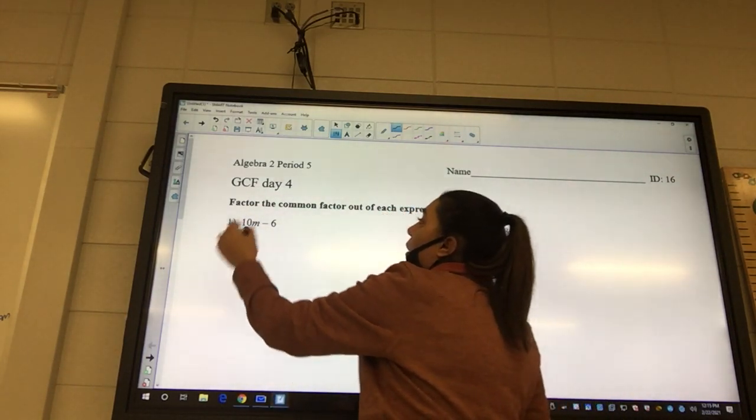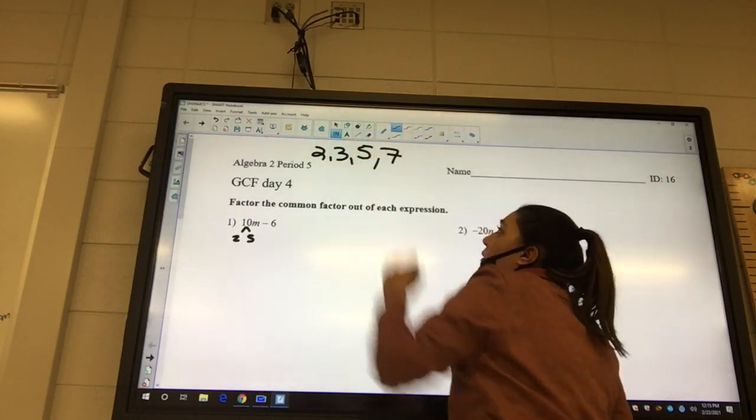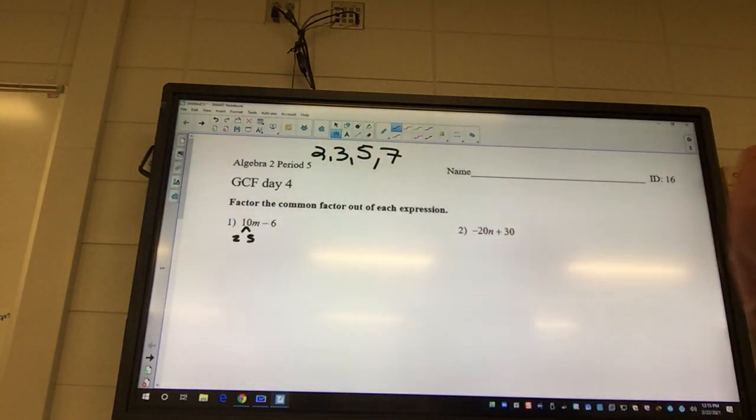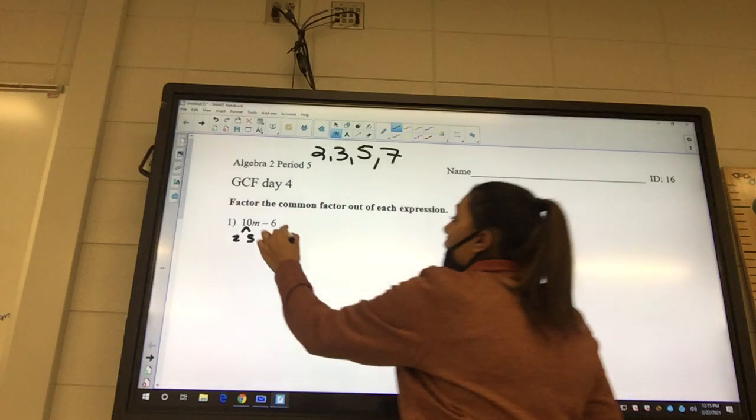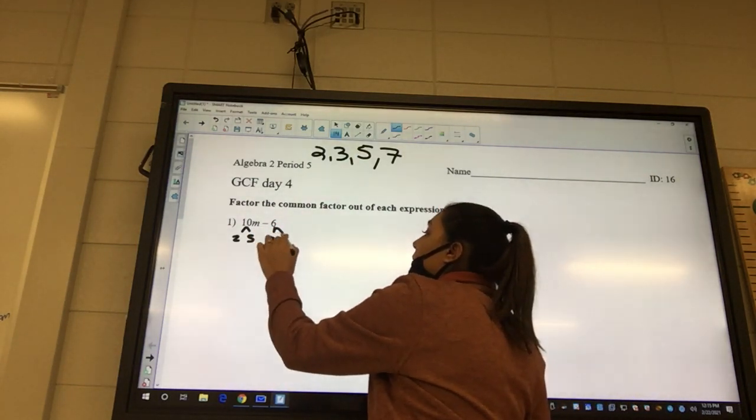On all of these, we want to get them to be 2, 3, 5, or 7. The bottom parts of those trees need to be a 2, 3, 5, or 7. If they're not, then they continue to be factored. What about 6? What are some factors of 6? 3 and 2.